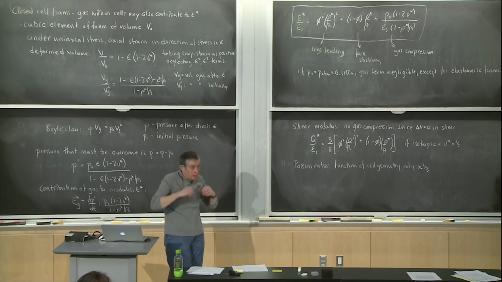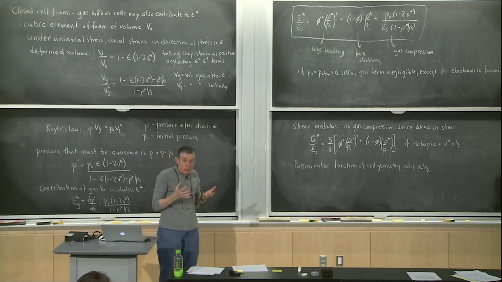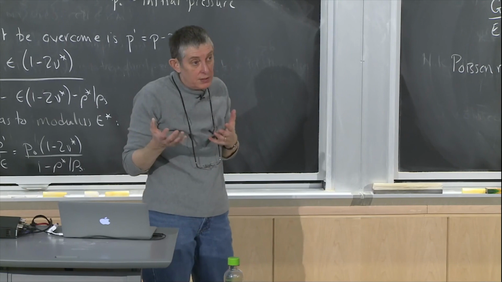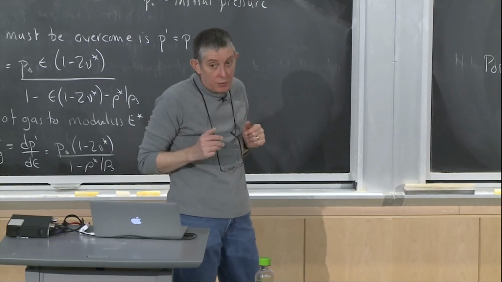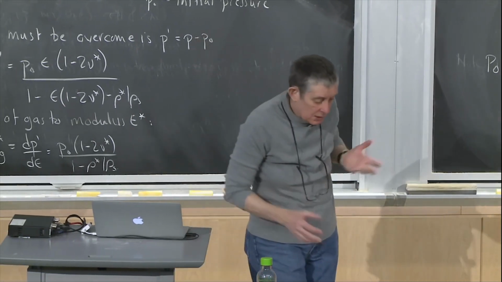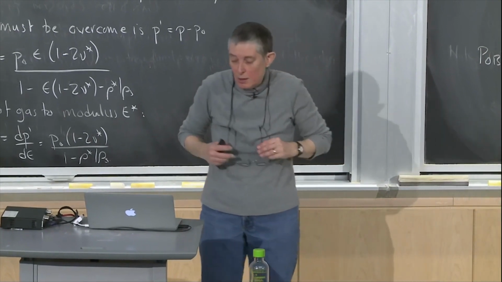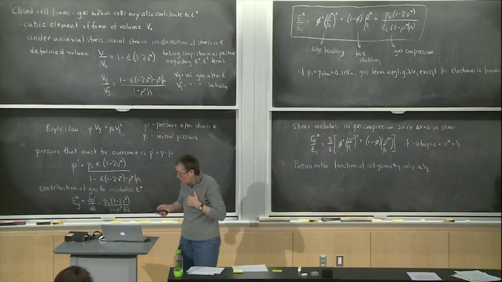So the idea is we're looking at the deformation of the bending in the cell edges and the stretching in the cell faces and the gas compression, and we're accounting for those different terms. So the next thing is to compare these model equations with some data. And here's data for Young's modulus.